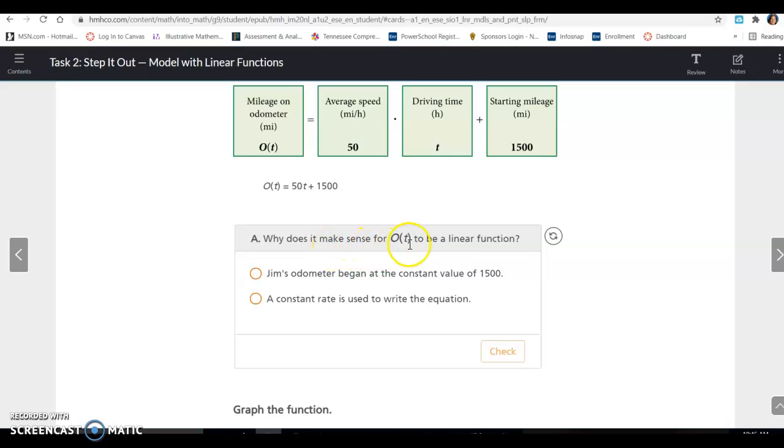Why does it make sense for O of t to be a linear function? All right, Jim's odometer began at a constant value of 1,500. That doesn't make sense. That just means his odometer was at 1,500 when he started. It has nothing to do with being a constant value. But it says a constant rate is used to write the equation. So he's traveling at a constant rate of 50 miles per hour. So that second one is going to be the correct answer here.